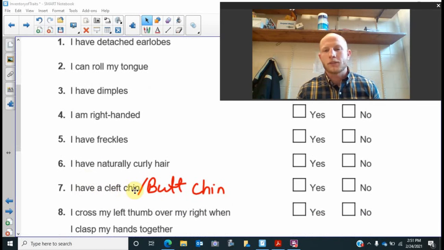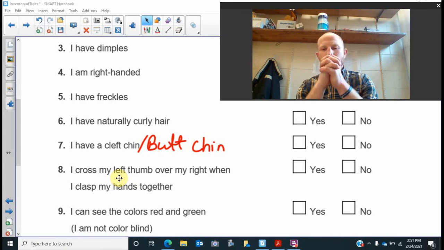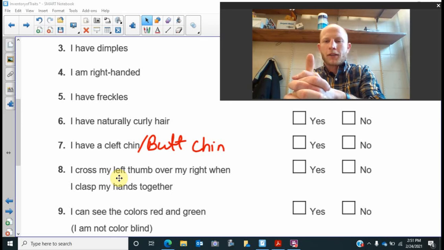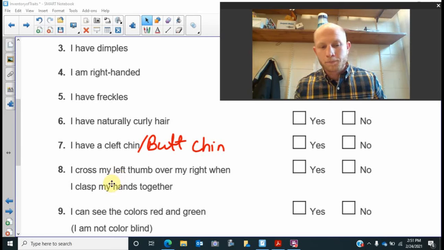It says, I have a cleft chin, butt chin. That's what that means. This one's kind of a cool one. I like this one. I always forget about it. So when you go to fold your hands like this, it says, I cross my left thumb over my right thumb. I actually do it opposite. Here's my right thumb. And this feels very comfortable for me. So I'm the opposite. I always put my right over my left. If I do it the other way, it feels totally weird. And I never knew this until a couple years ago. But a lot of people do left over right as opposed to right over left.